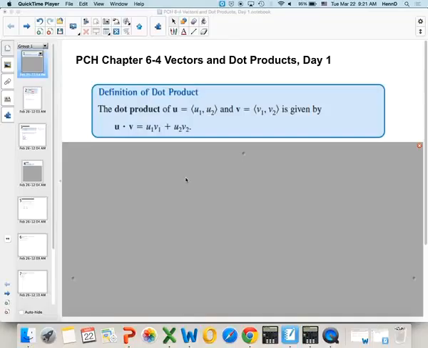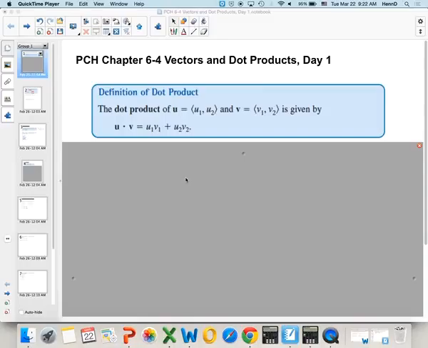For our last section of this unit, we're looking at section 4 on vectors and dot products. We mentioned earlier that anytime you're dealing with a new construct like vectors, they're not just real numbers, it's something that's a little bit different. We have to define different operations. That's why we defined what addition was. We defined what scalar multiplication was.